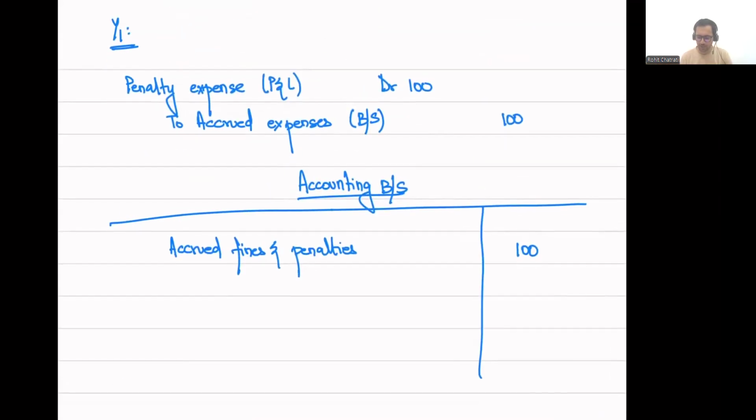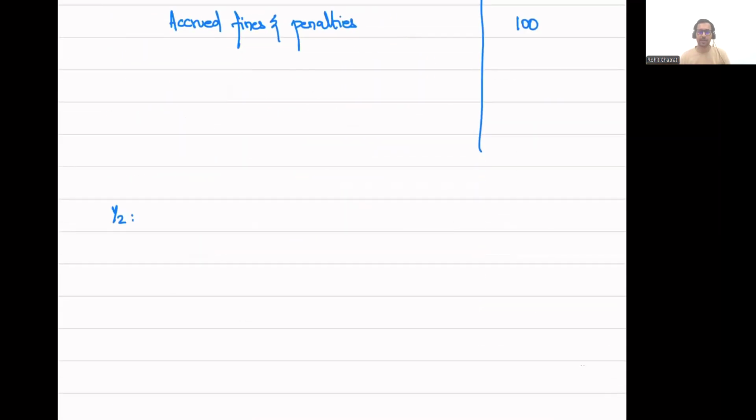In year two, I would be paying these fines and penalties. Therefore, in year two, I would be debiting the accrued expenses. In year one, I created a provision, I created an accrual. In year two, I'm actually paying it. Therefore, I debit accrued expenses and I credit bank of rupees 100. In year two, I debit accrued expenses because I'm now settling the obligation, I'm settling the liability. So I debit accrued expenses and I credit bank.